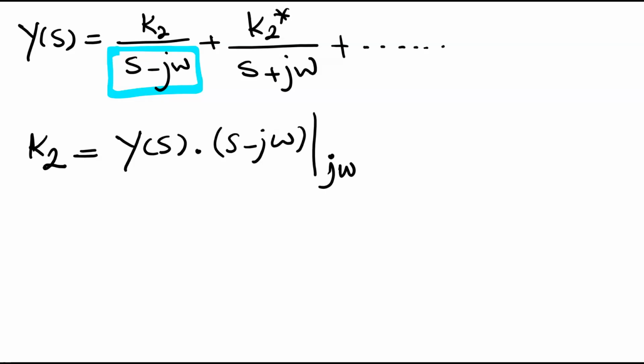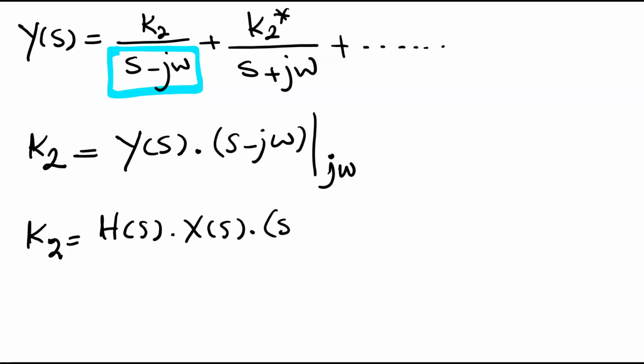Okay, you know what is y of s? Y of s is basically h of s multiplied by x of s, and then finally I have to multiply it by s minus j omega, and at the end whatever is left here needs to be evaluated at j omega. Let's focus on this x of s.